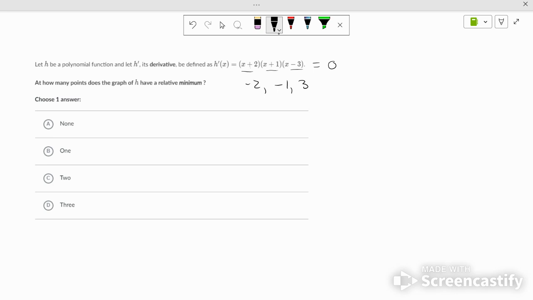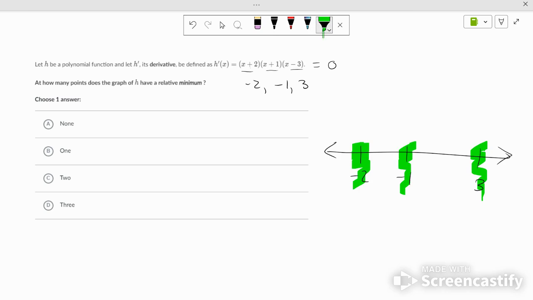So how many points have a relative minimum, it's asking? Well, again, number line time. Negative 2, negative 1, 3. And these are my critical numbers. Okay. So the easiest one to check is 0 here. If we put a 0 into the first derivative, we get 2 times 1 times negative 3, which is negative.